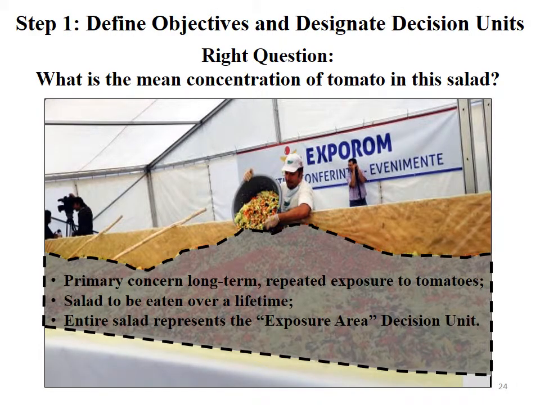So really the first step to address this problem in terms of sampling theory is to define your investigation objectives and designate decision units. So the right question here is, what's the mean concentration of tomato in this salad? Again, the primary concern is long-term repeated exposure to tomatoes or contaminants in soil. In this case, the salad we're going to assume would be eaten over a lifetime. The entire salad represents a decision unit or an exposure area decision unit in terms of sampling theory and risk.